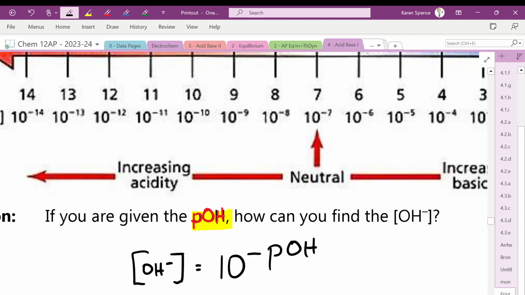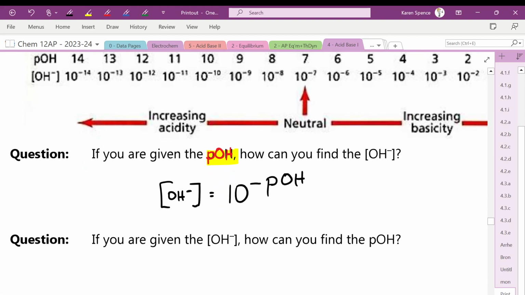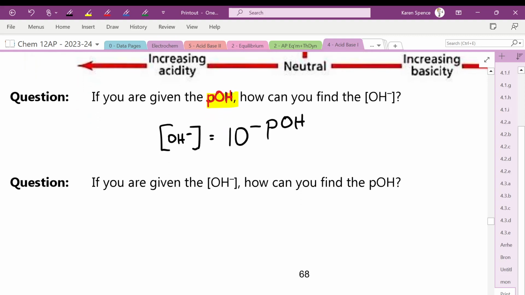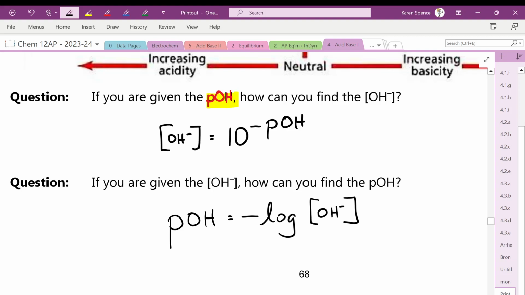Now, do you remember what a pOH is? It's the same as the scale pH is for hydrogen, but it's for hydroxide. So it tells you about the basicity of something. If you are given the concentration of hydroxide, how can you find the pOH? pOH is equal to negative log of concentration of the OH. You can almost think of the P as standing for the power of 10.